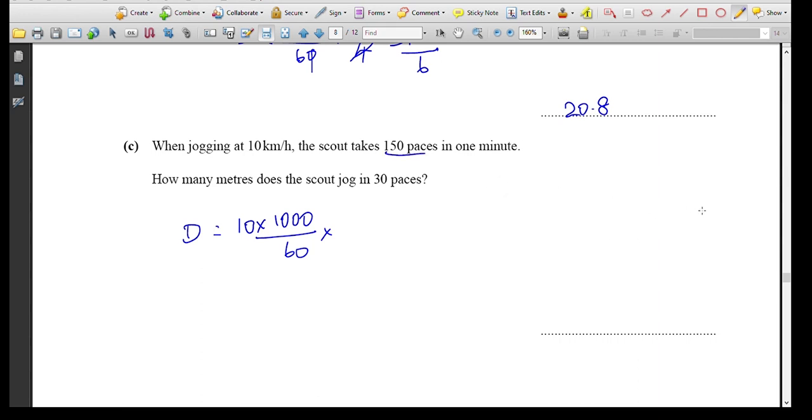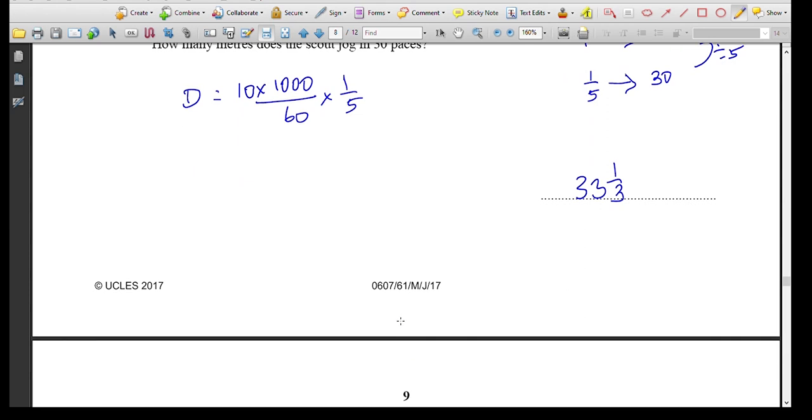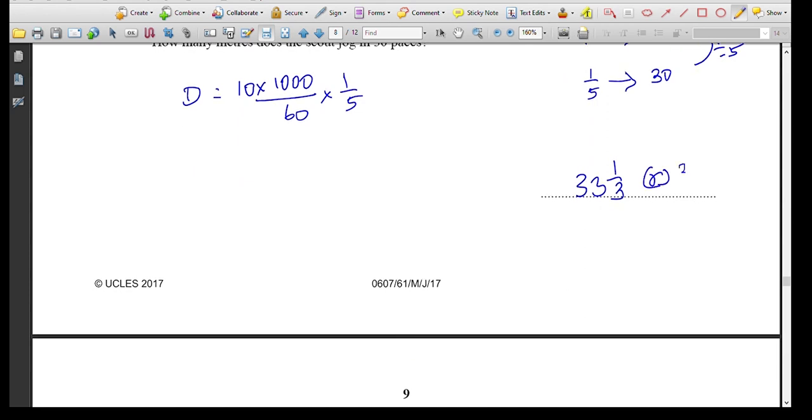Here the paces are different. In 1 minute, they are able to take 150 paces. And how many minutes will they take for 30 paces? Here we are dividing by 5. So it is obvious 1 divided by 5 is the answer here. So into 1 by 5. And if you put the whole thing in your calculator, we are getting the answer as 33.33, or 33 1 by 3 in fraction. Since it is a non-terminating decimal, I have written it in the fraction format. So 33 1 by 3 meters they will be covering.